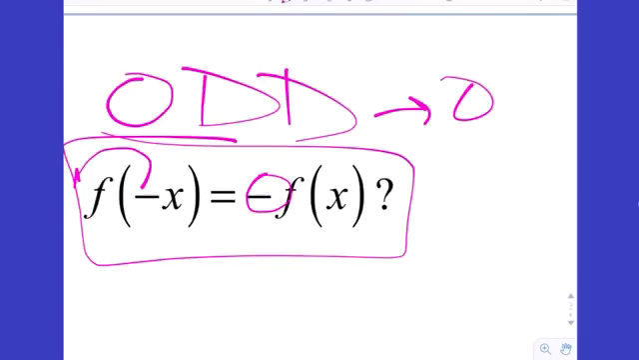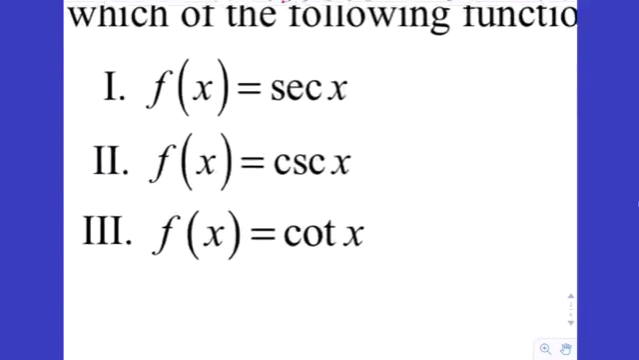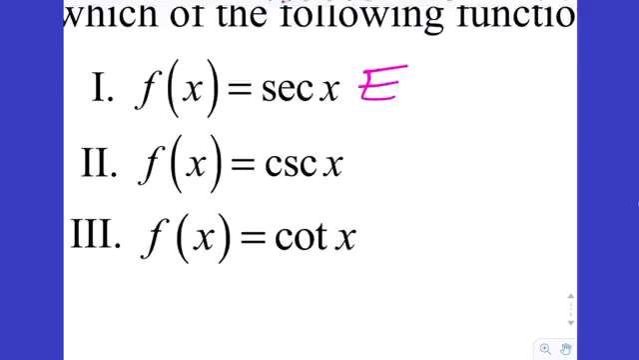Secant and cosine, cosine and secant, right? Those were the only 2. So sine, cosecant, tangent, cotangent, those are the odd functions. So if any of those show up on Roman numeral 1, 2, or 3, those are odd. Okay, so secant, nope, that's an even function. Cosecant, yeah, that's an odd function. Cotangent, also an odd function.